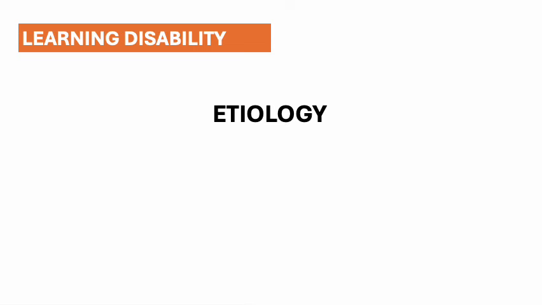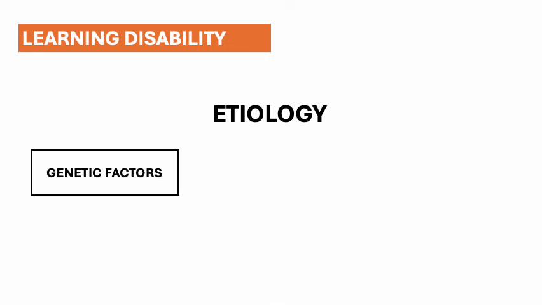So, what causes SLD? The truth is, there is no single answer. Research suggests it's a complex mix of genetic, neurological, and environmental factors. Genetic factors play a role. SLDs often run in families, showing a predisposition. But having the genes doesn't guarantee a child will develop a learning disability. Genes can also interact with environmental influences, which can trigger or amplify challenges.